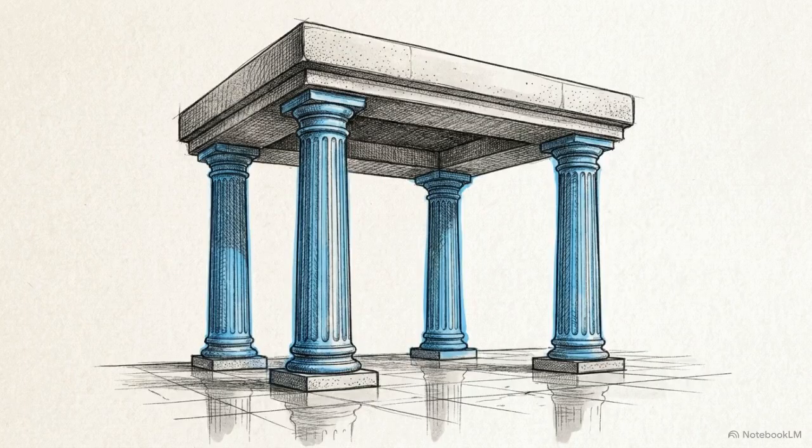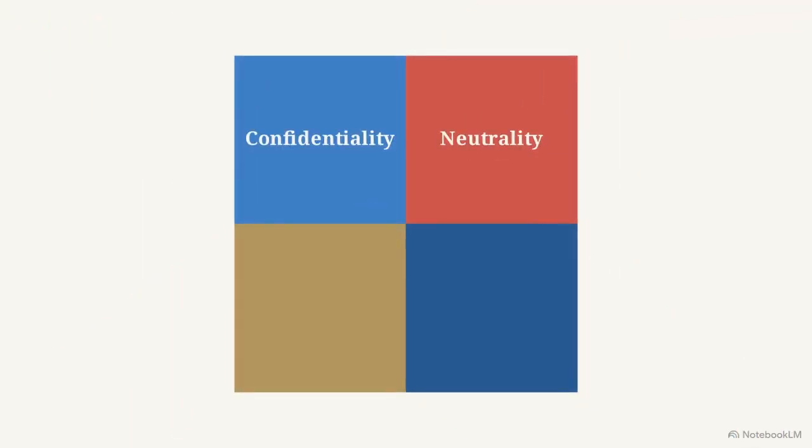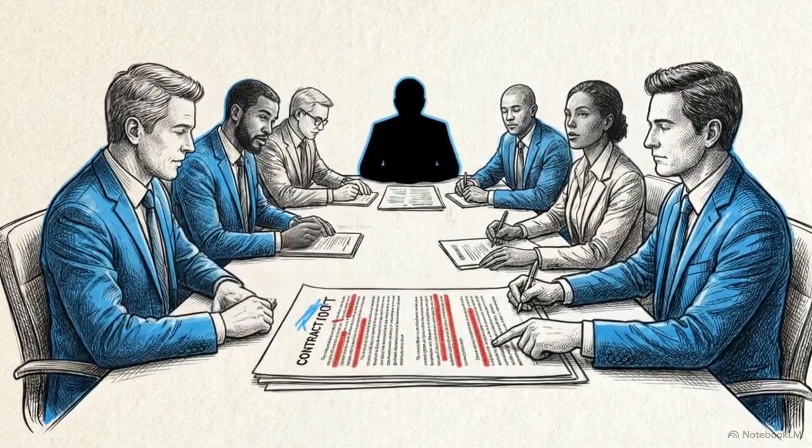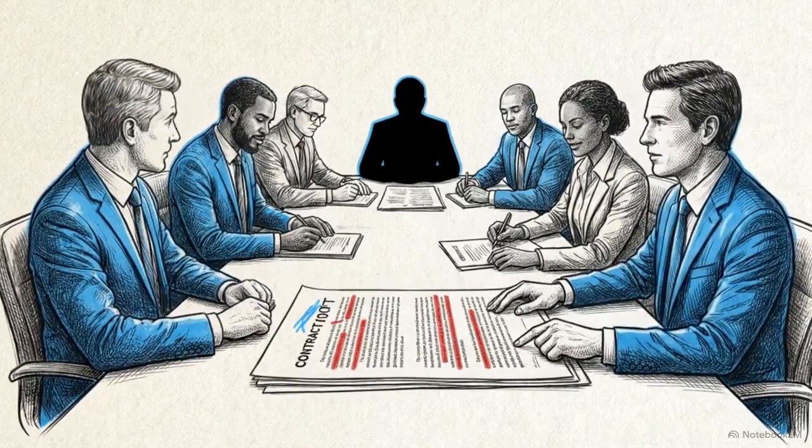All ADR processes are built on four core functional pillars. These four pillars are confidentiality, neutrality, party empowerment, and outcome flexibility. How a business weighs these four specific elements determines exactly which mechanism they should use to resolve a dispute.